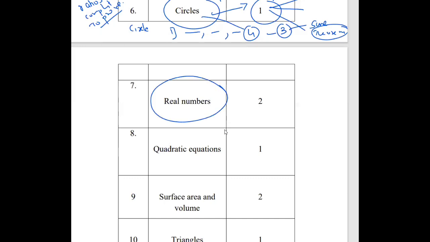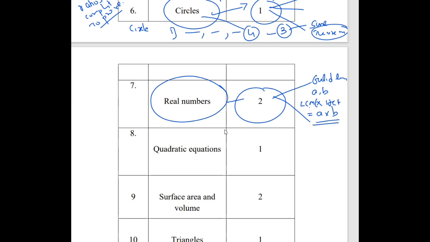Next, coming to real numbers. Here I'm damn sure that you will have 2 questions from real numbers. One will be a concept question on Euclid's lemma, and one more question will definitely be sure from this concept: if given 2 numbers, the LCM into HCF of those numbers will be the product of A into B. This concept. So this one I'm damn sure that there will be a question. So the 2 mark is sure. So real numbers, it is around 4 marks.